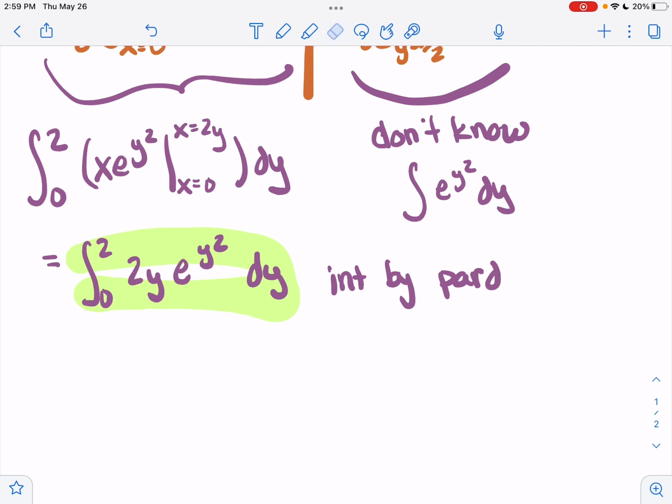No, it's not integration by parts. Wow, I'm screwing this one up every which way. This is a u substitution. We let u equal y squared, and the u substitution works out here.